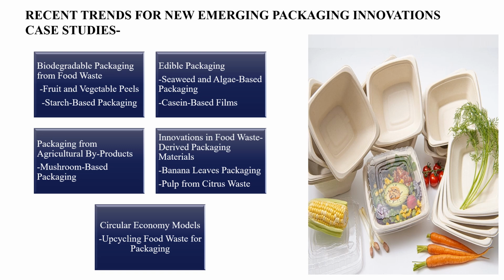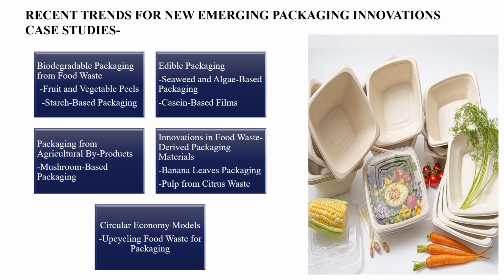And the next is innovation in food waste derived packaging materials. The first example given is banana leaves packaging. Banana leaves are being explored as a sustainable natural packaging option, particularly in regions where they are readily available. This kind of packaging has been used traditionally and now sees renewed interest due to minimal processing and its biodegradable nature. And the second is pulp from citrus waste.